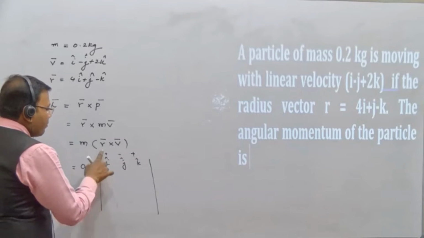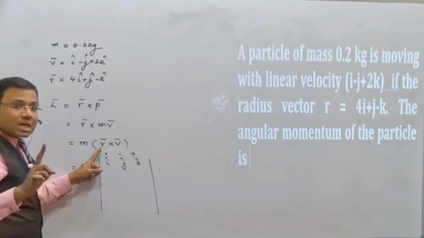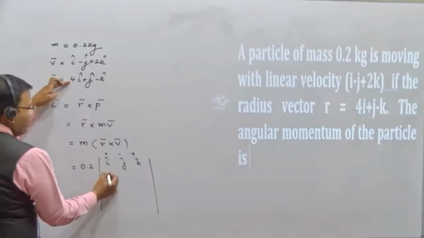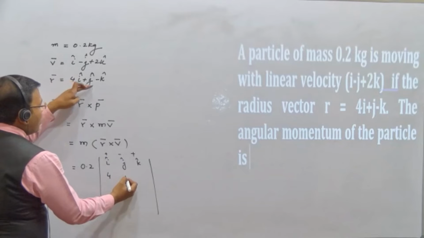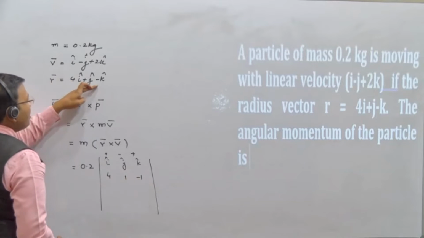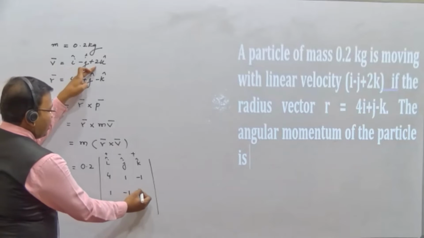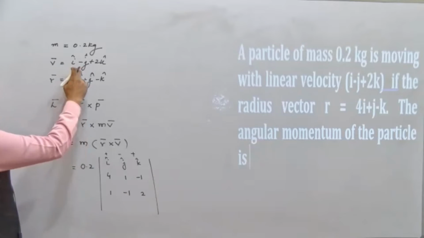What is i for r? Here we need to write first the r components, then the v components. R means it is 4 first. 4, then it is 1, and this is minus 1. Then here you can write 1, this is minus 1, and this is 2. 1, minus 1.